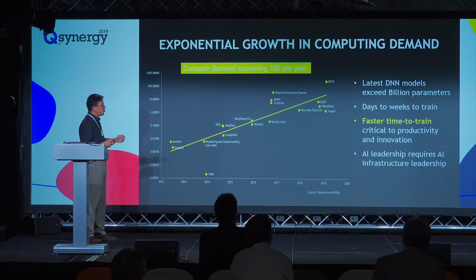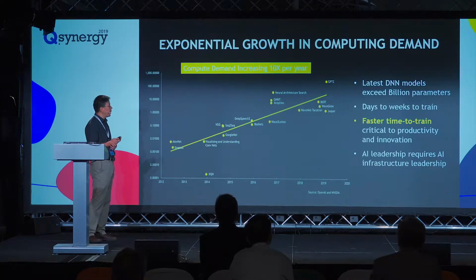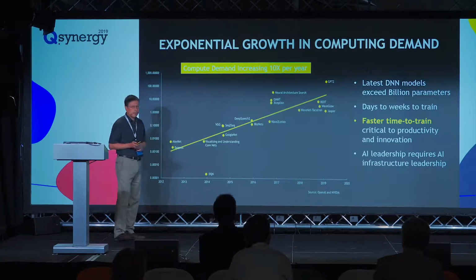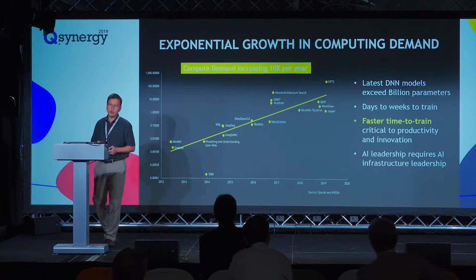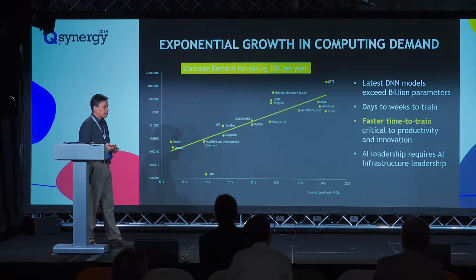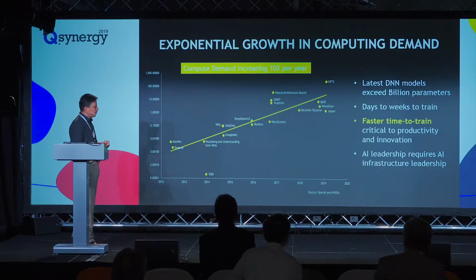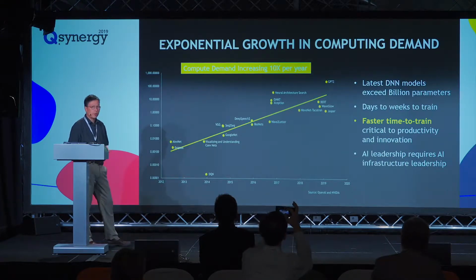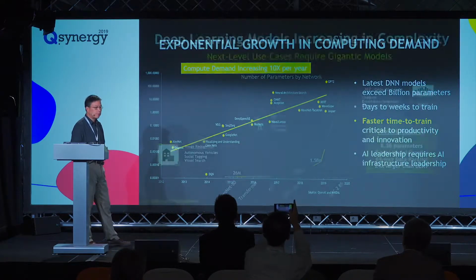Deep learning, especially AI, is driving the computing demand growth. This is the data from OpenAI. Basically, it's driving a 10x per year increase in computing demand. So the desire for more computing power is growing exponentially. Especially in many enterprises, a faster time to train, whether it's a language model or image model, has become critical to productivity and innovation.